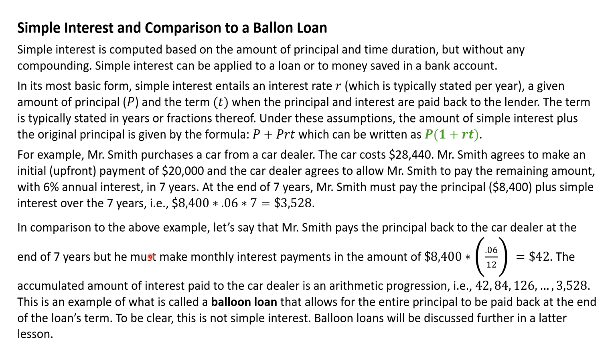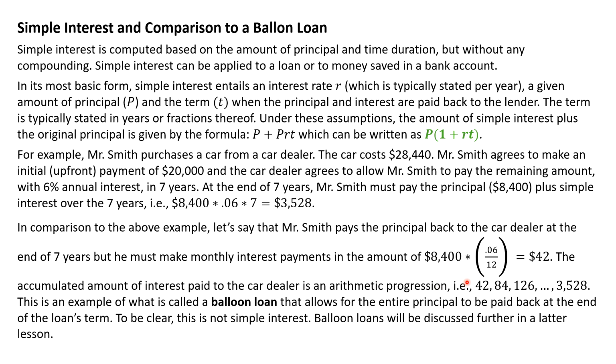So let's say that Mr. Smith pays the principal back to the car dealer at the end of 7 years. So that's similar to the simple interest, but he must make monthly interest payments in the amount of $8,400 times the 6% divided by 12, $42 per month. So the accumulated amount of interest paid to the car dealer is an arithmetic progression.